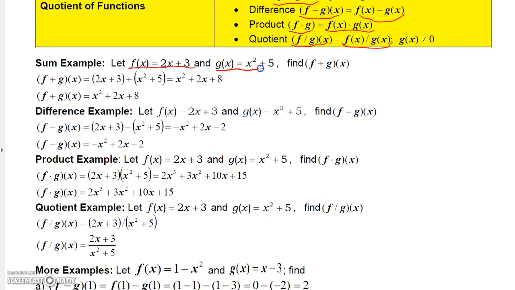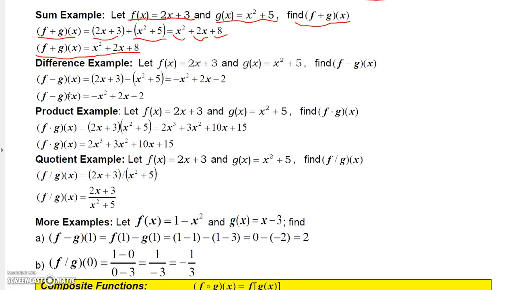So let's say that f of x is 2x plus 3 and g of x is x squared plus 5. And I want you to find f plus g of x. Well, f plus g of x, all you do is take f of x and add it to g of x, and then of course combine any like terms. So if I add these two together, I get x squared, and then 2x, and then 3 plus 5 is 8. So this function, x squared plus 2x plus 8, is the function f plus g. So that would be the sum function of those 2 functions.